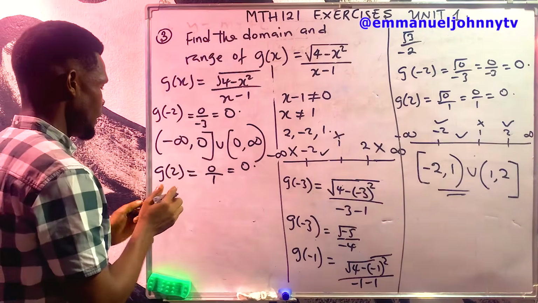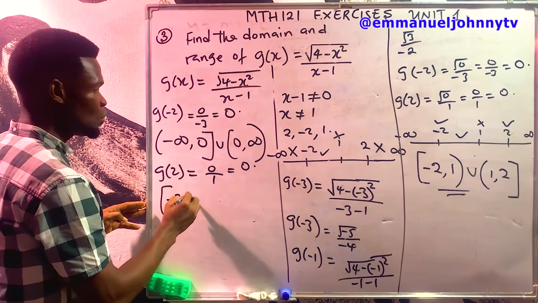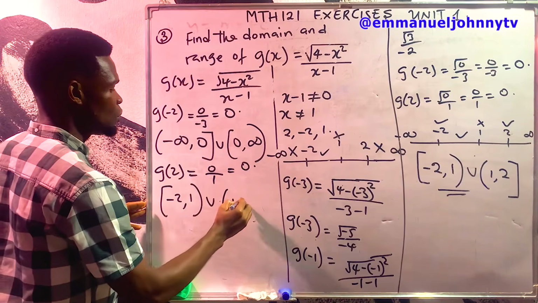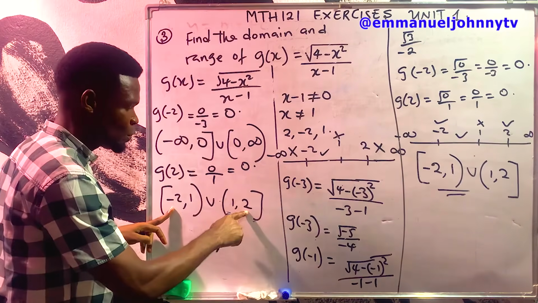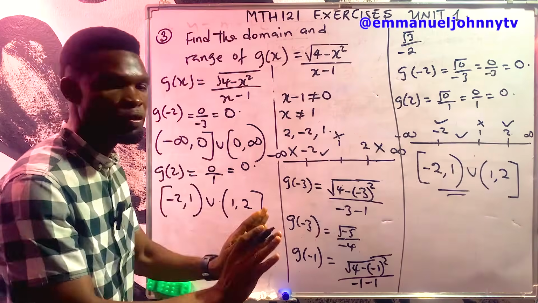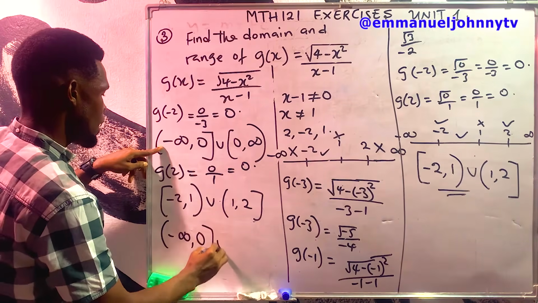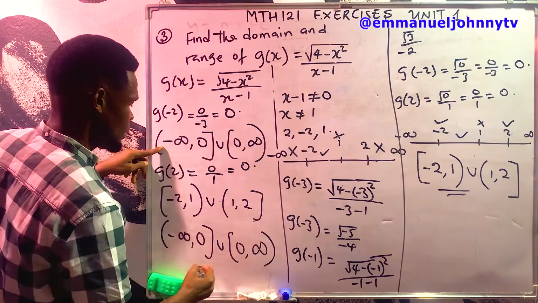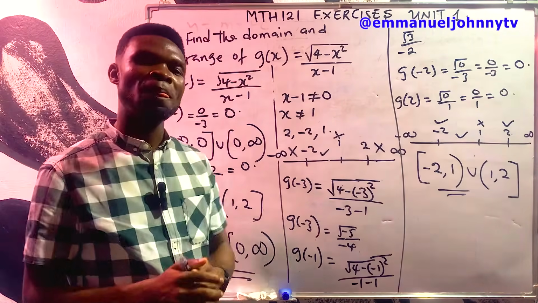So in a nutshell, the domain of this particular function is from -2 to 1 and from 1 to 2. -2 is inclusive and 2 is inclusive, hence the square bracket. And then the range is from negative infinity to 0 and from 0 to positive infinity. This is the range of this particular function.